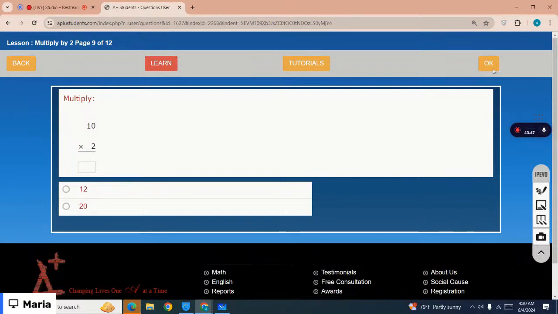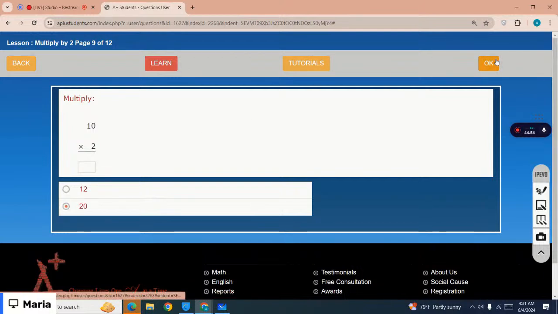10 times 2, which is the correct option? The correct option is yes, 20 it is. 10 times 2, which is the correct option? 10 times 2 is 20.